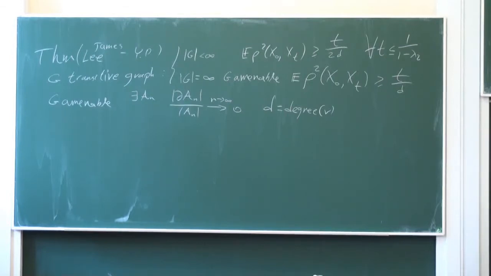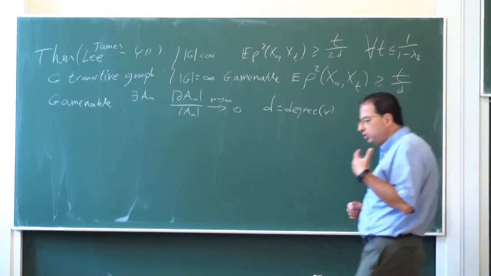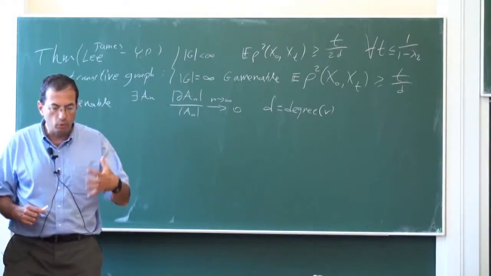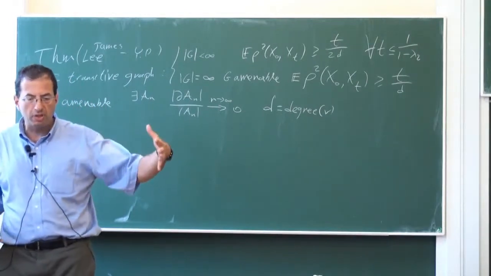And the new idea that Anna contributed is that one should derive this kind of estimate by an embedding idea. One should take the group and embed it into Hilbert space.